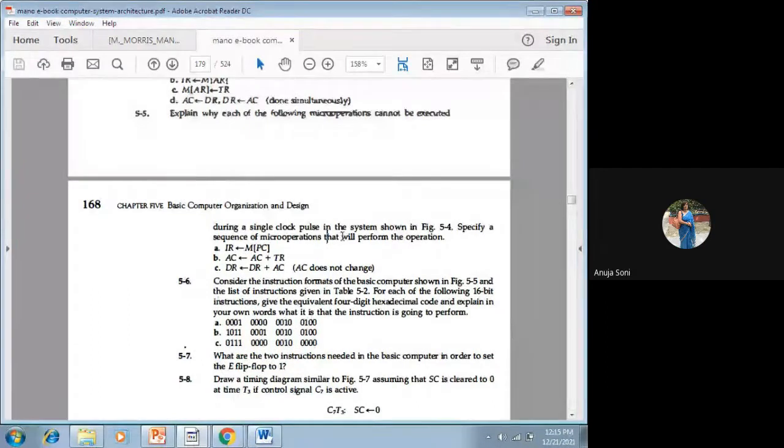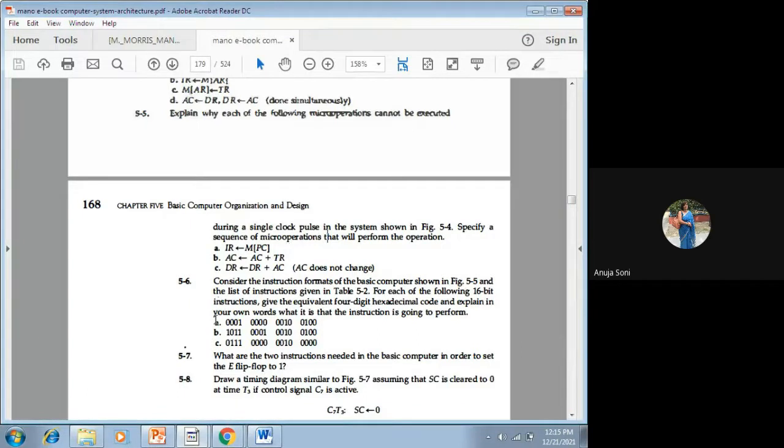Again, I'm going to read out the same statement. Explain why each of the following micro operations cannot be executed during a single clock pulse in the system. Regarding part A, and parts B and C, you have to give the reason: first of all, whether it is feasible to execute all these statements in a single go or not. If it is not feasible, then how will it happen? Basically, you have to specify.